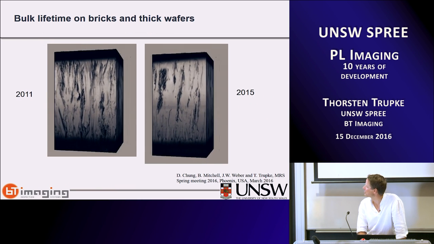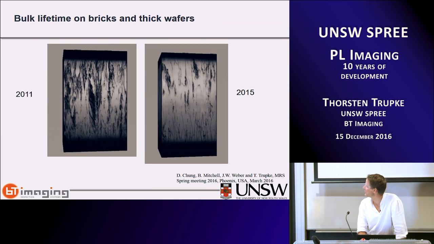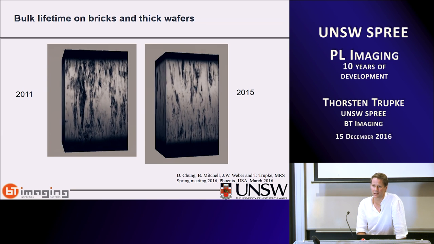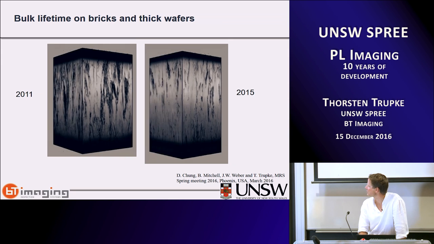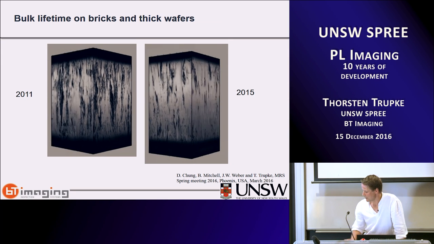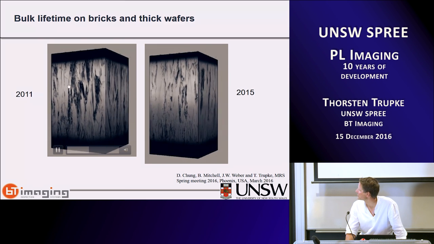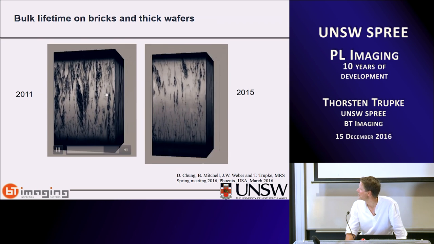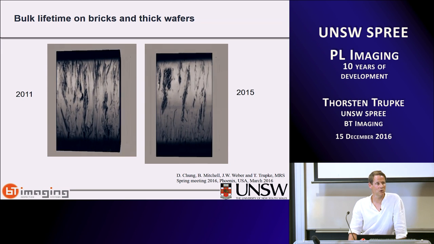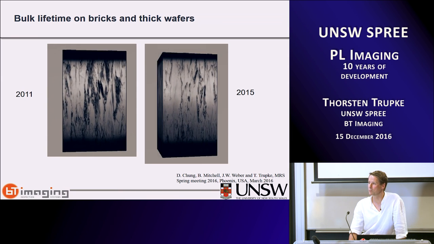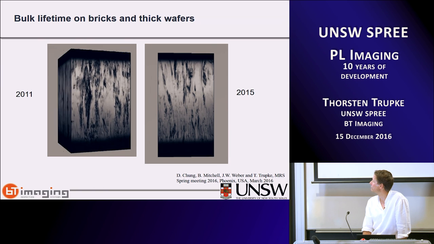Here you see that we can do this sort of three-dimensional simulation of the brick surfaces, and you see the improvement in brick quality really between 2011 and 2015. Again, this is data Daniel has published, especially in terms of these dark patterns that you see. You see lots of them on the left-hand side and not so many on the right-hand side, and that really represents the reduction in dislocation density in this material, which has led to substantial improvements in cell efficiency in multicrystalline cell manufacturing.